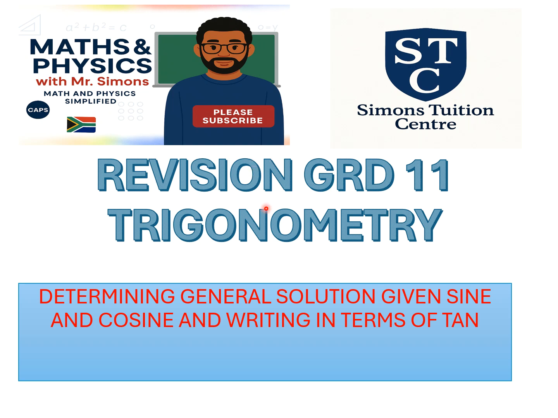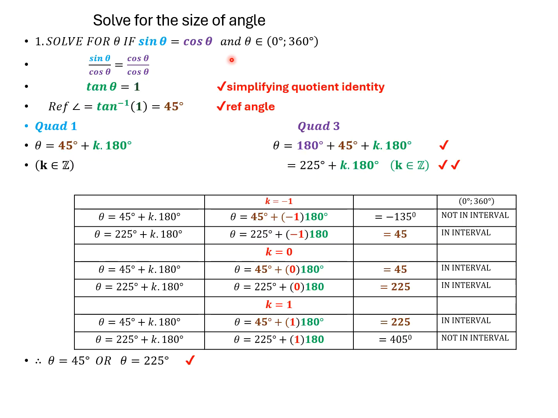Now in this grade 11 revision lesson, we're looking at the general solution problems. We give you sine and cos and we have to use the quotient identity to write it in terms of tan. Right? So yeah, video 3 of 7.